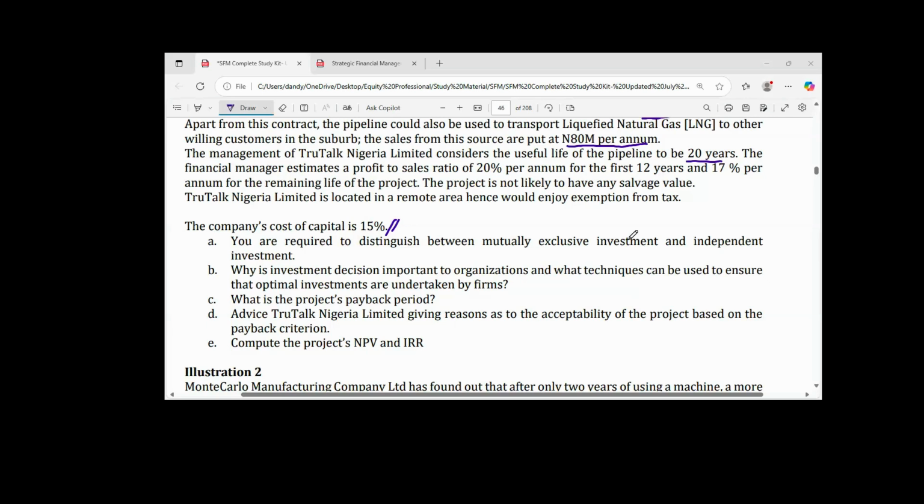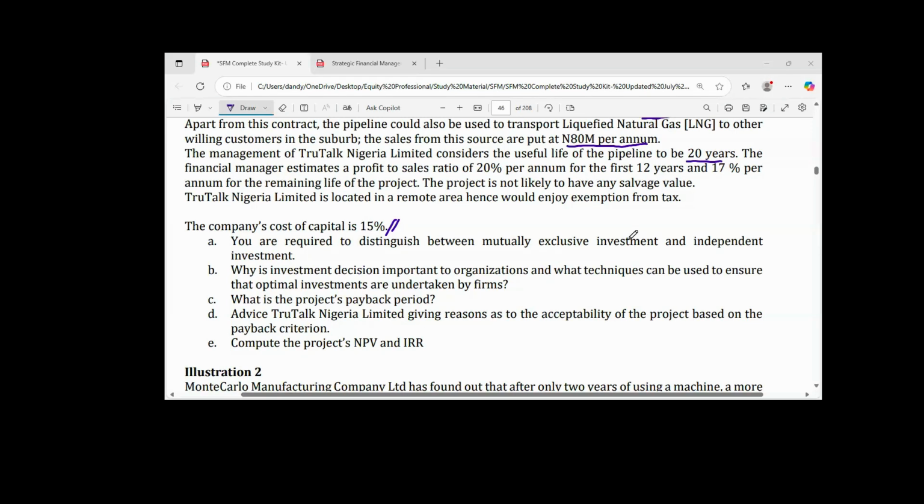Move to number C. What is project payback period? In this case, the examiner is asking you to calculate payback period. How do you then calculate payback period? Remember, during the discussion of the concept, we said that payback period is the period, usually expressed in years, in which it takes cash inflow to equate cash outflow. Payback period is a measure of liquidity, that is, how quickly the project can pay back the invested capital.